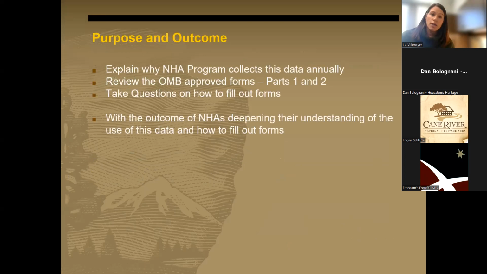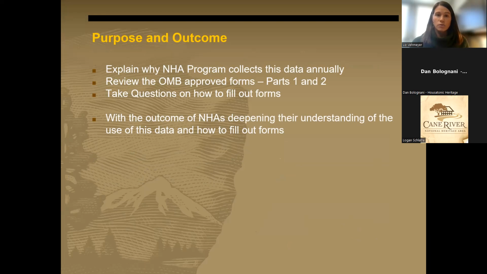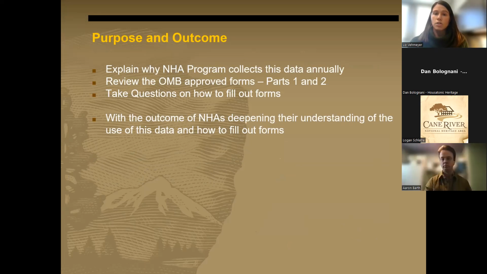So the purpose of this training is to explain why we collect this data annually, and review what are known as the OMB approved forms. OMB is the Office of Management and Budget at the federal government level. There are 2 forms. We refer to them as the part 1 and part 2 form, and I'll explain what those are. And then take questions from you all on how to fill out the forms or any other questions about the data collection process that we have.